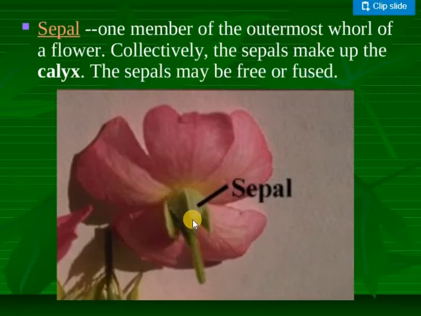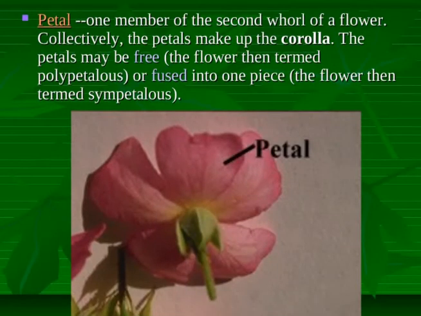The outermost whorl of a flower is called the sepal. The units are sepals, and all the sepals together are called the calyx. Next to the sepals, a colored leaf-like layer is present, which is called the petal. If the petals are fused, it is called gamopetalous. And if the petals are free, it is called polypetalous.